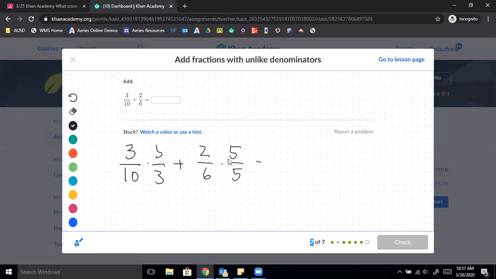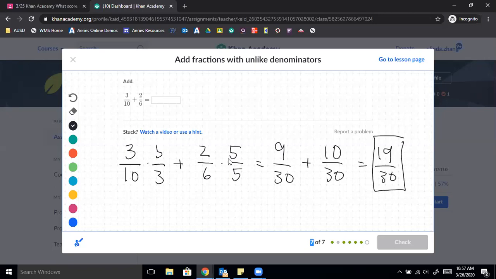Okay, so we've got what, 9/30ths? That's 10/30ths. That's 19/30ths. Whoa! And I am done with this assignment.